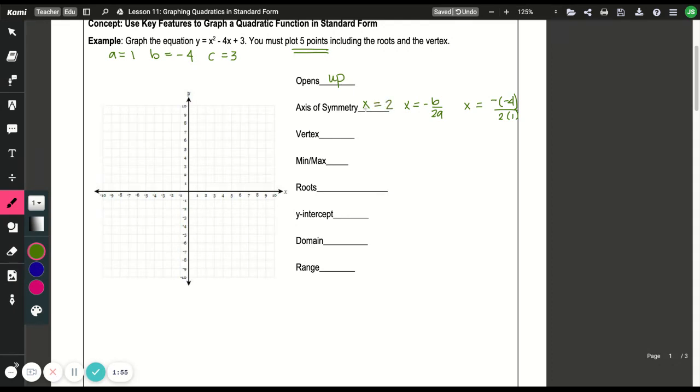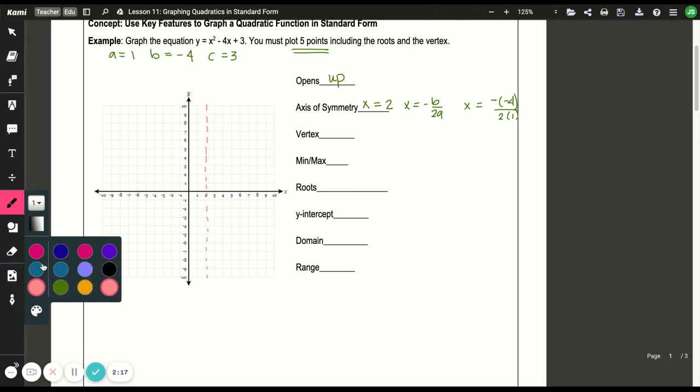Remember that your axis is an equation. You cannot just write 2. It will be wrong if you just write 2. 2 is just a number. We need an equation. So when I get that axis of symmetry, I'm going to sketch that on the graph. So it's a vertical line at 2. And it's not actually part of the graph. It's just going to help guide me in the graphing.